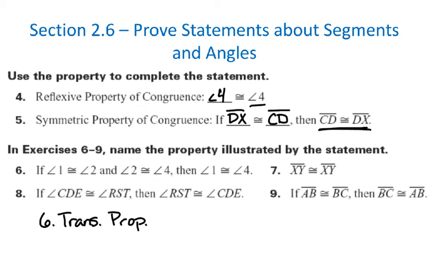Okay. And 7, XY is congruent to XY. It's redundant, so that's the reflexive. And then 8, let's look at it. It says if angle CDE is congruent to RST, then RST is congruent to CDE. See that these two angles are being reversed. So that is going to be our symmetric property.